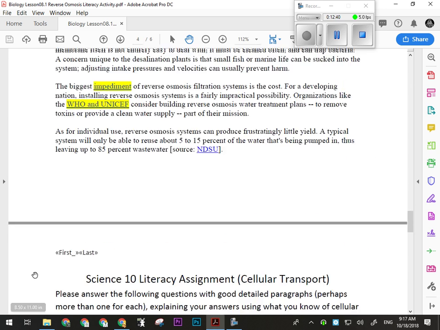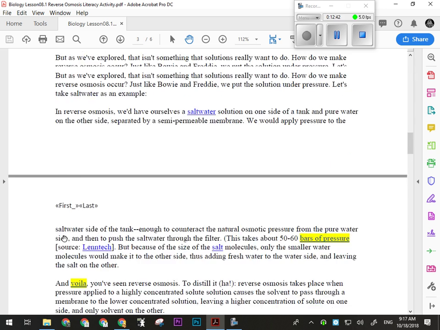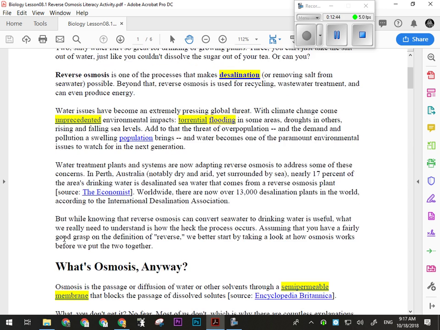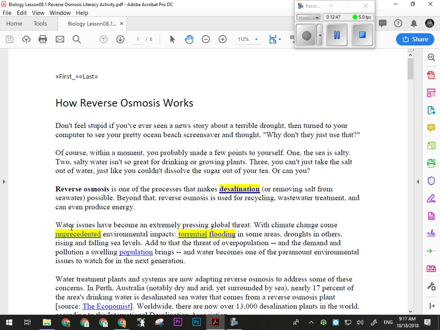Okay, that's it. So read through the article. I'll give you a few minutes on that, and then I'll take any other questions about terminology, and then you can get started on the questions. All right.